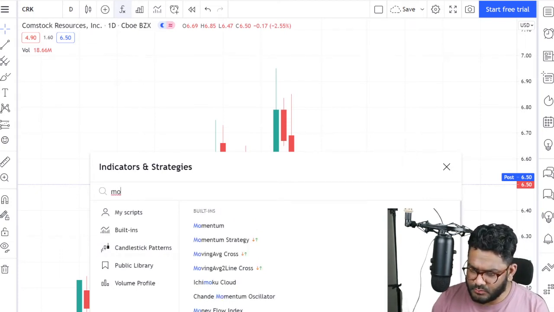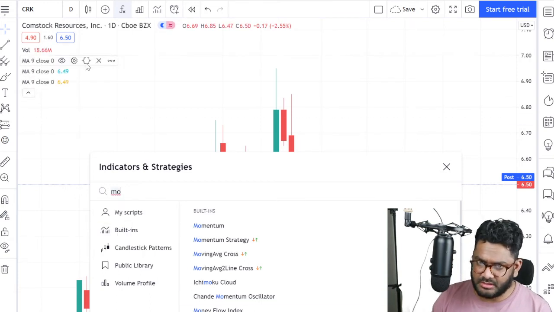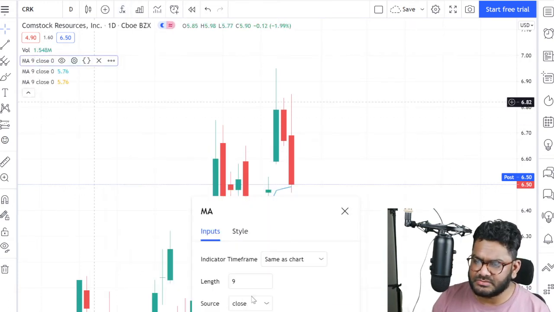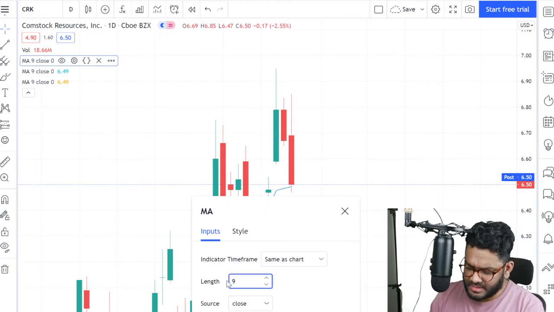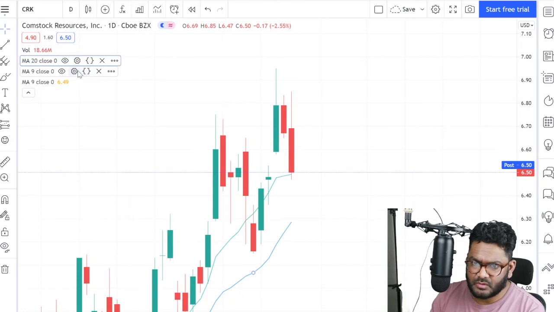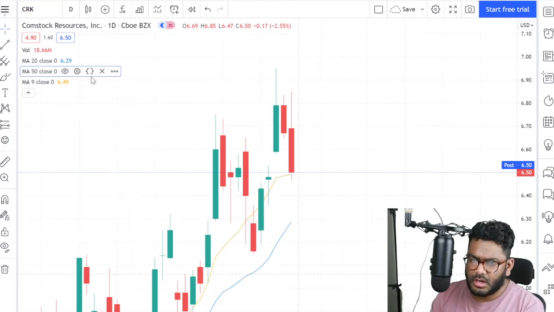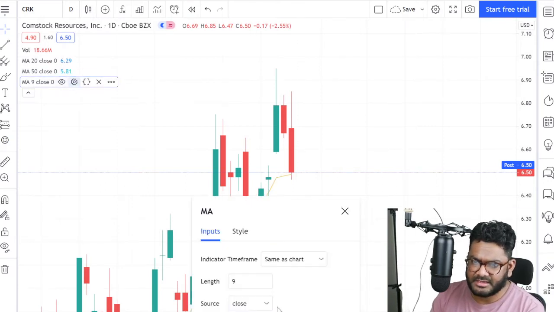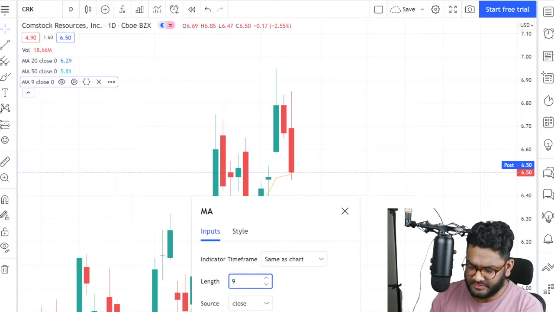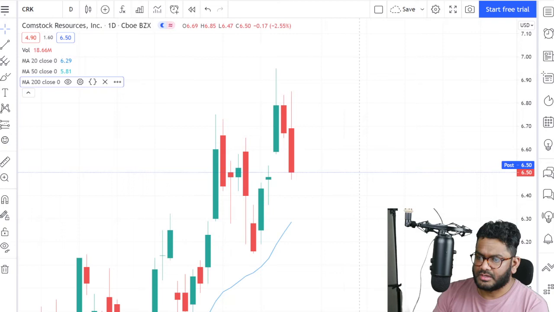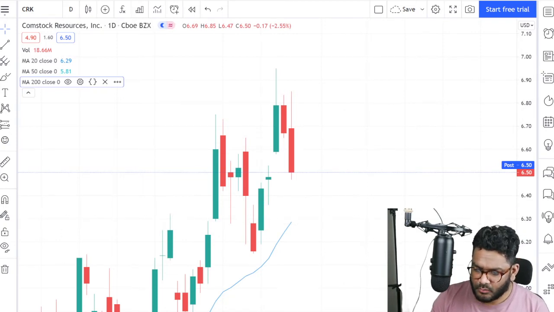I need 3 moving averages. So 1, 2, 3. The first one I'm going to set for a 20 days moving average. You can have as many moving averages as you want. I'm going to have 20 days, then 50 days, and also a 200 days moving average. So it gives a short term and the long term. Okay, so this is the moving average that we are talking about here.